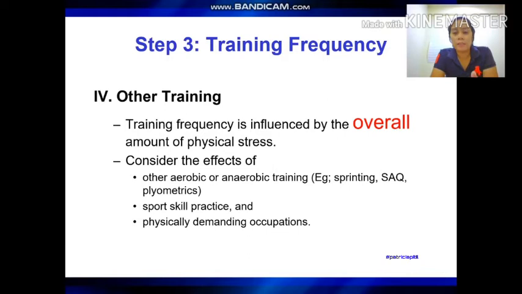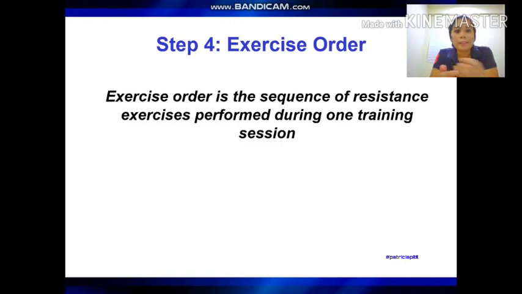Remember, if they are not professional athletes, they are training with you. Sometimes they are involved in other types of occupation, involving standing, walking. If a policeman, you can quite outdoor, or you should emphasize. You should consider the amount of resistance training stress in consideration with the occupation. Right? Yeah, and then the next step today, step 4, is exercise order.